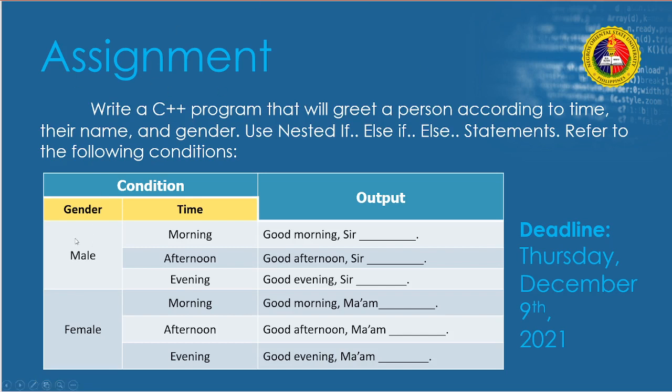Okay. So here are our first conditions. So if the gender is male or female, diba? For example, the gender is male, then the nested if would be if it's morning, afternoon, and evening. If it's morning, it will say good morning, sir, and then enter the name. If it's afternoon, it will say good afternoon, sir, since this is still male, and if it's evening, it will say good evening, sir. Okay, so this is our first condition, and here are the nested if conditions inside this. Diba? Nakuha nyo?